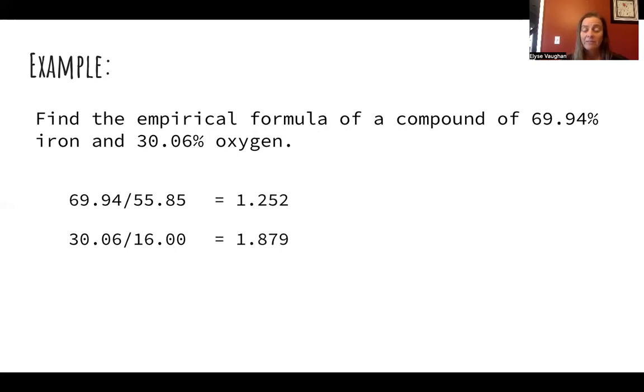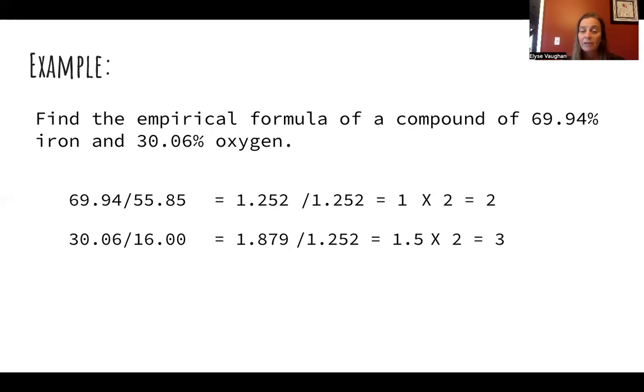So our next step is to divide by the smaller of those two numbers. We're going to divide both numbers by the smaller of those two. So when we do that, we get 1 for iron and 1.5 for oxygen. This is where we reach that last step. We don't have whole numbers, they're not within a tenth. So we need to multiply both numbers by a factor that will give us whole numbers. And since it's a half, that's easy. We're just going to multiply both numbers by 2. And so this would give us an empirical formula of Fe2O3.